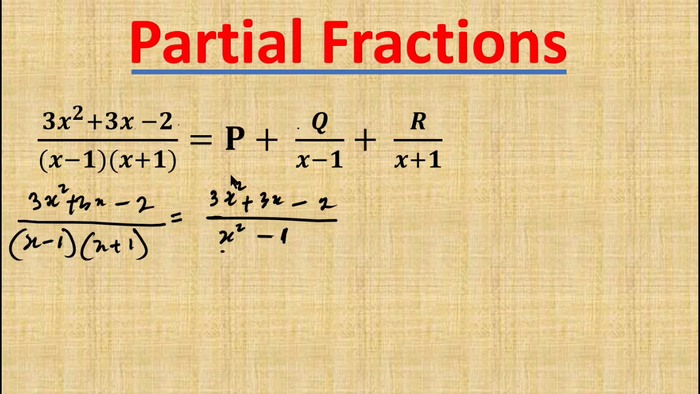Now since I have x squared here and I also have x squared here as the highest powers, the next thing I want to do is to divide the numerator by the denominator. So I'll be dividing this way. I have x squared minus 1 and I have 3x squared plus 3x minus 2.